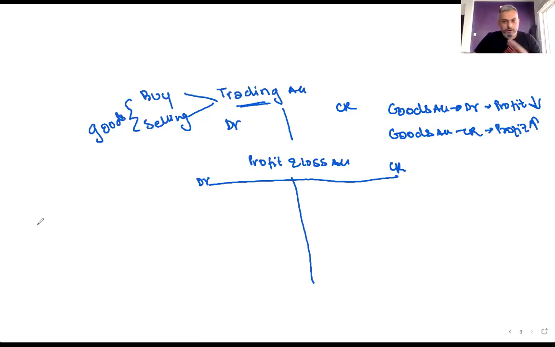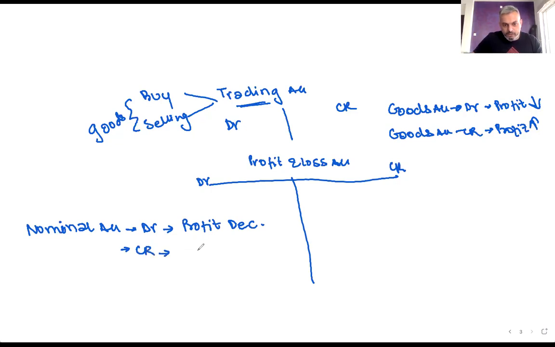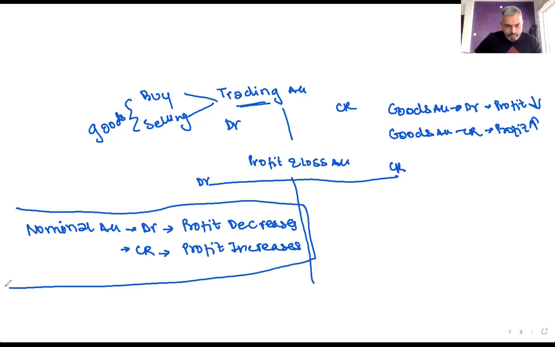So don't worry, don't get frustrated. You simply write this. कोई भी नॉमिनल अकाउंट, नॉमिनल अकाउंट यानी क्या? एक्सपेंस, इनकम, प्रॉफिट, गेन, लॉसेस, अगर डेबिट होता है तो प्रॉफिट डिक्रीजेस, और कोई भी नॉमिनल अकाउंट अगर क्रेडिट होता है तो प्रॉफिट इंक्रीजेस. Please write this, and please write this.